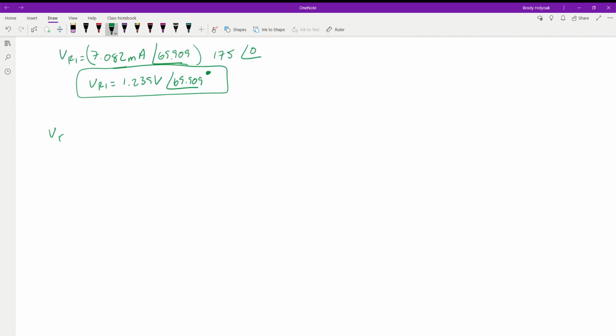VR2 again has the same current. So 7.082 milliamps at an angle of 69.909 multiplied by 310 at 0, and VR2 is equal to 2.195 volts at an angle of 69.909 degrees.